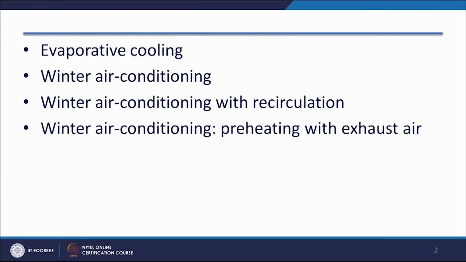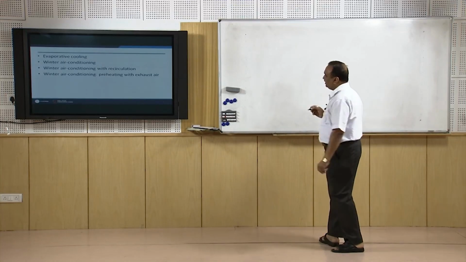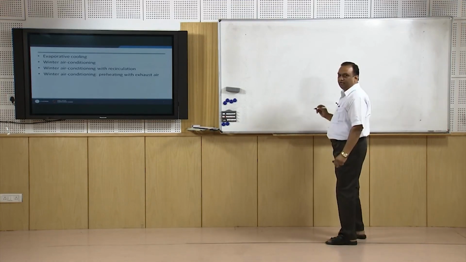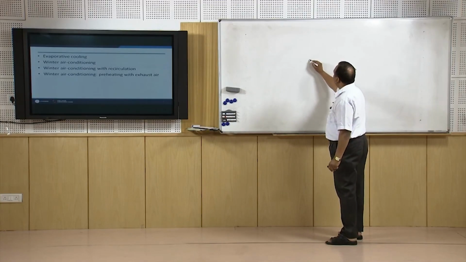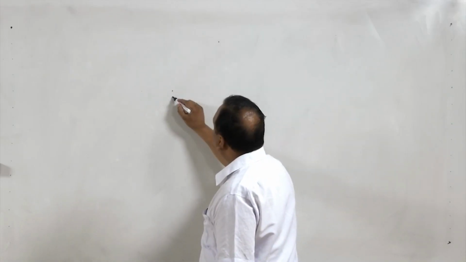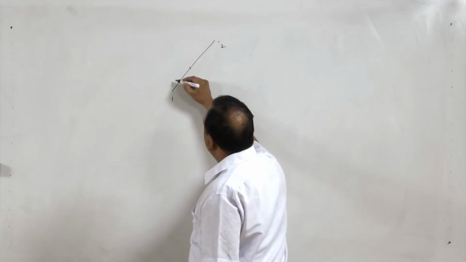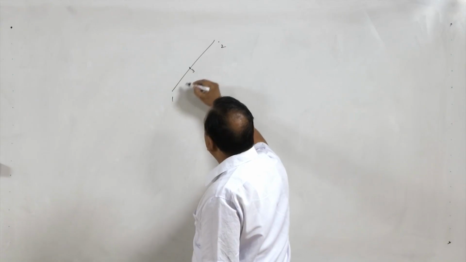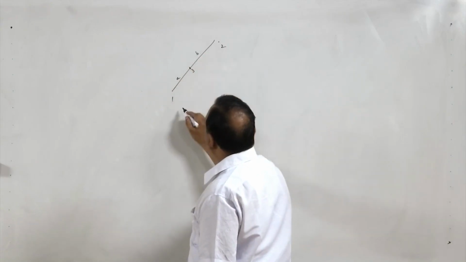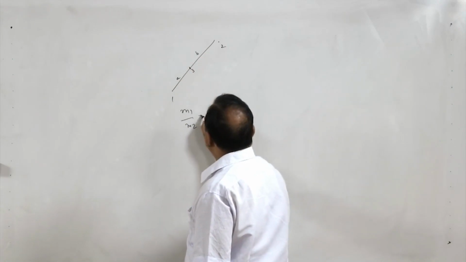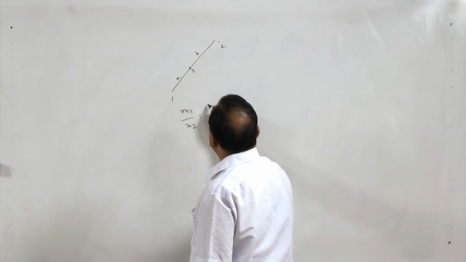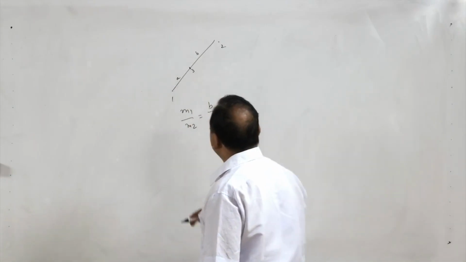Now all these measures, recirculation, preheating with exhaust air, are measures taken in order to save energy in air conditioning systems. Before we start, because we are doing a lot of mixing in air conditioning systems, I should repeat the concept of mixing. If there are two streams at state 1 and state 2 and they get mixed, we get state 3. If this length is A and this length is B, then M1 by M2 is equal to B by A, the reciprocal of the section.